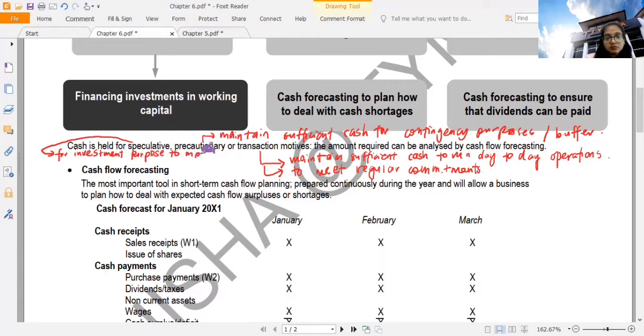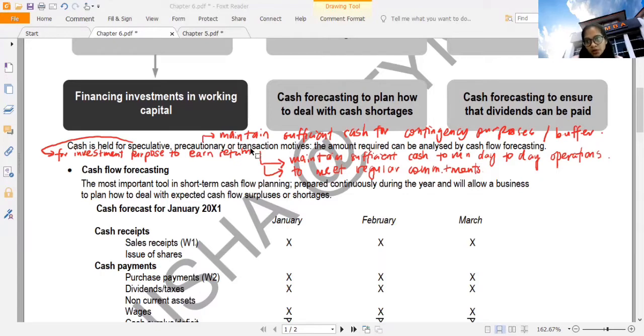To earn a return. Sorry, not meet. So these are the three reasons why a company will normally want to hold cash.